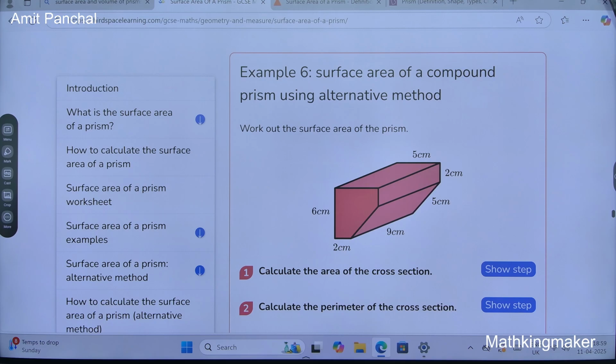Simple prism we have done, and this is a compound prism. For now, we are learning simple prism. Okay, so the thing will remain the same. It is an example of a compound prism. Just try to do it. First you find the cross section area of the base.